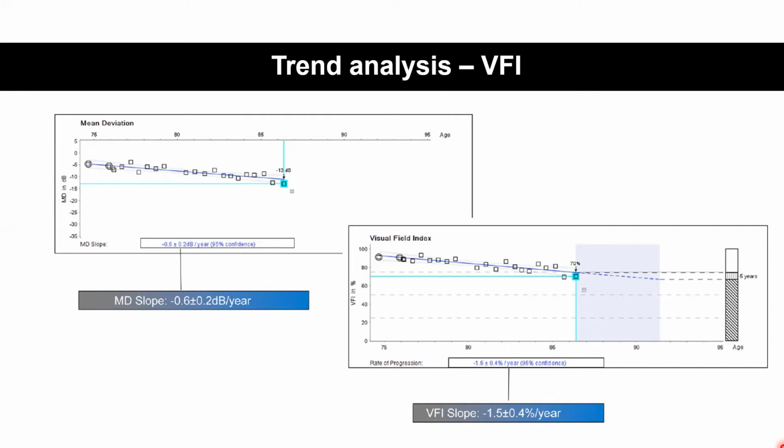And if you plot this visual field index on a time axis, then you can observe how your patient is doing in the long term and what his prospects are for the future if this trend continues.